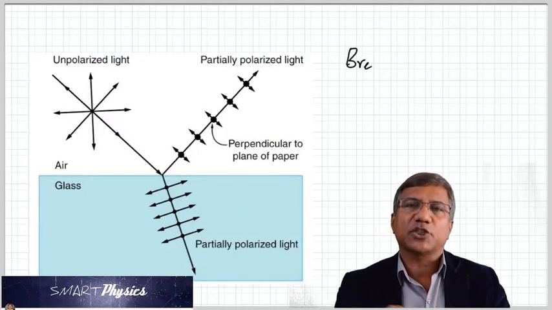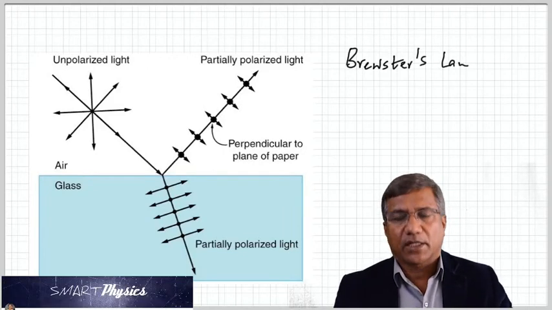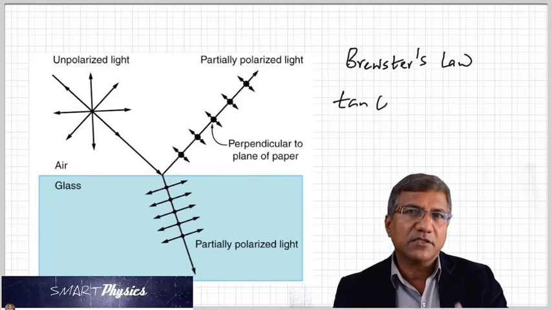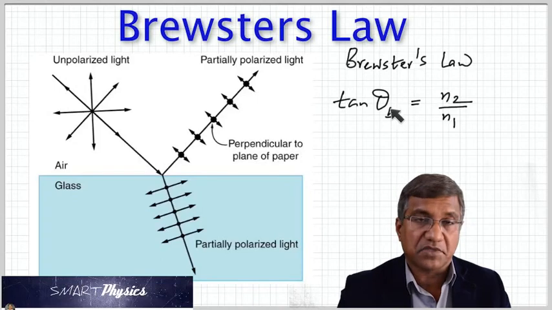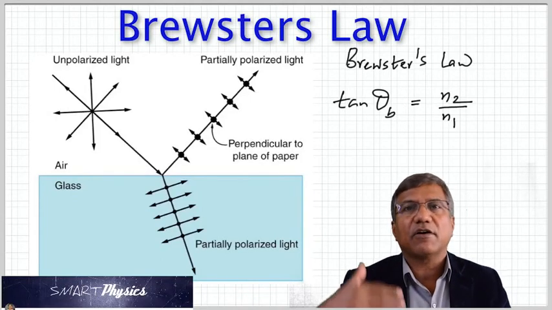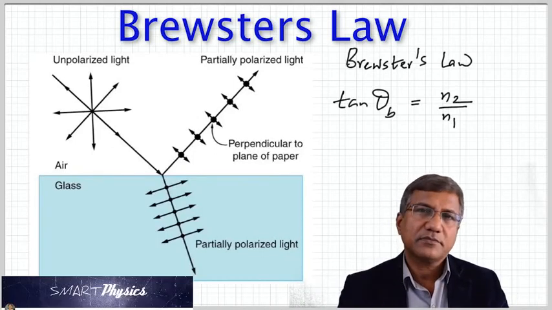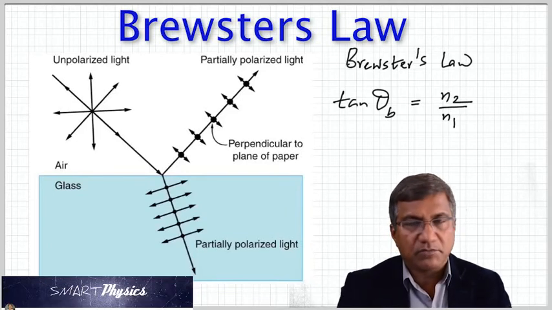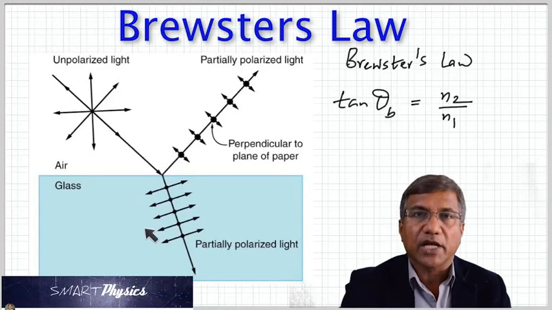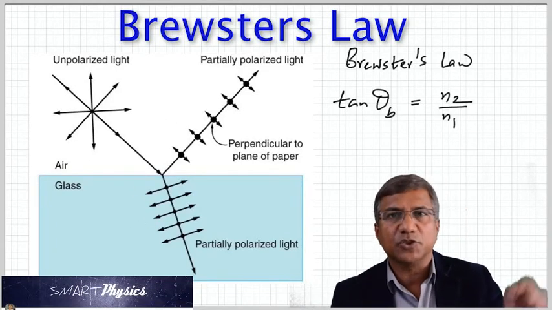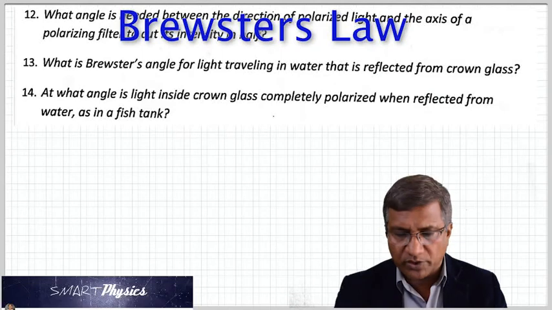Okay, and connected to that polarizing angle, there is a law called Brewster's law. According to Brewster's law, the tangent of the polarizing angle, your textbook calls it Brewster angle, so tan theta b, the tangent of the Brewster angle or the polarizing angle is N2 by N1. Real simple. What's N2, what's N1? N1 is the refractive index of this material, and N2 is the refractive index of the material into which light is trying to enter. Okay? So we can work out problems now.